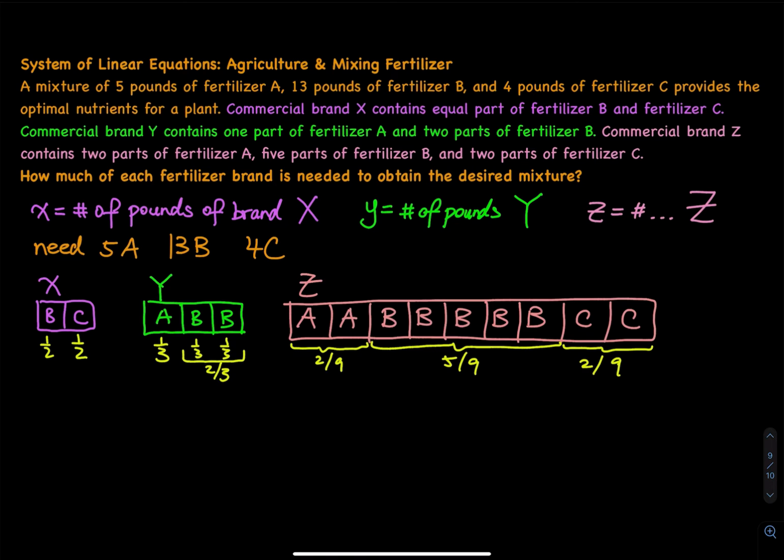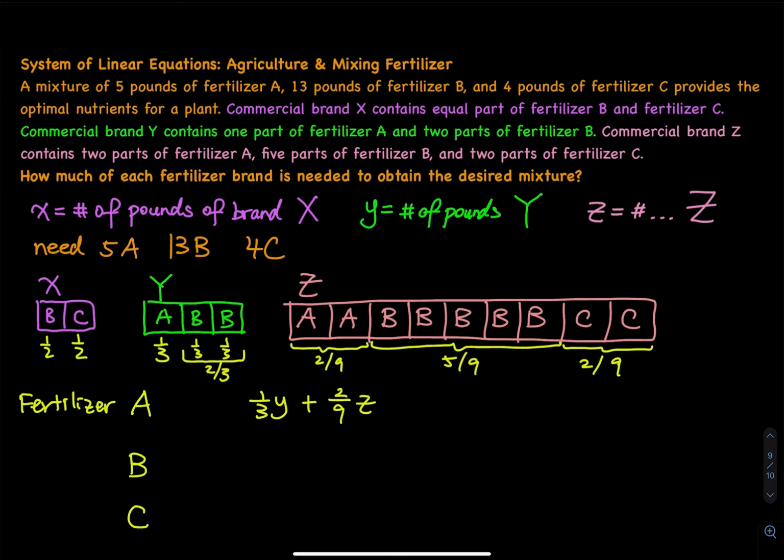And then when you set up your equations, they want 5 pounds of A, right? So how do we get A? Let's set up the equation. We need one for fertilizer A, one for B, and one for C. How do you build fertilizer A? Do we need X? No. To build A, we need a Y, and then we need a Z. How many Y, how many Z? So this will be 1/3 of Y plus 2/9 of Z.